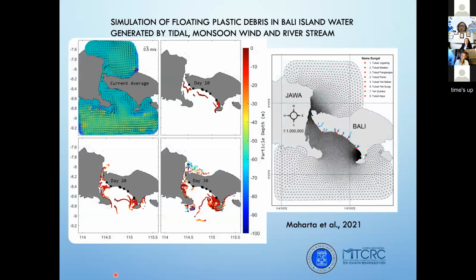And this is another case of our result. We use the observation, also the simulation, inputting the data of tidal, the monsoon wind, because you can see that this is an important one, and also the river stream. This is Bali Island, a very, very famous one, and we have 8 rivers around this area. We put the model to see the trajectory of how from the river it goes to the sea, Bali Sea, and you can see here from day 10 and day 30.